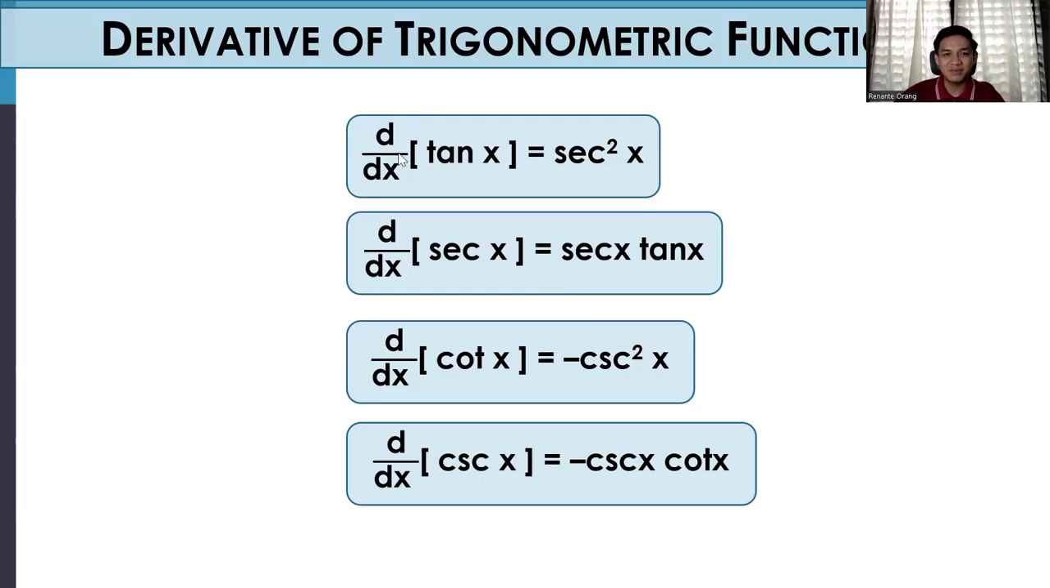First, the derivative with respect to x of tangent x is equivalent to secant squared x. Second, the derivative with respect to x of secant x is equivalent to secant x tangent x. Third, the derivative with respect to x of cotangent x is equivalent to negative cosecant squared x. And last one, the derivative with respect to x of cosecant x is equivalent to negative cosecant x cotangent x. So all we need to do, class, is to memorize these formulas and i-apply natin sa ating mga examples.